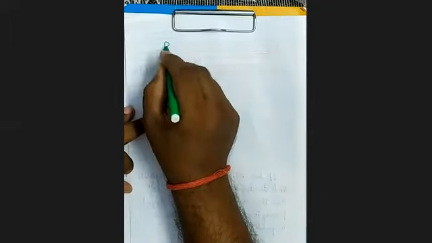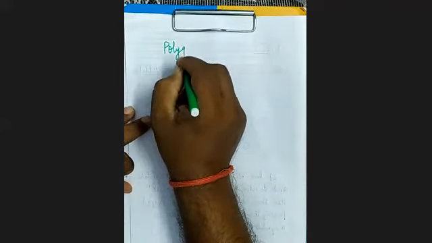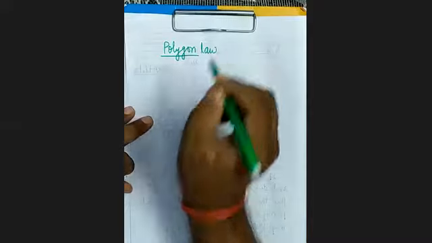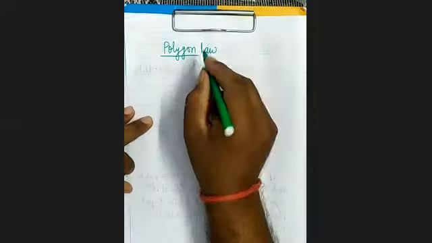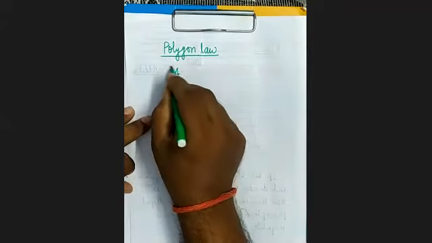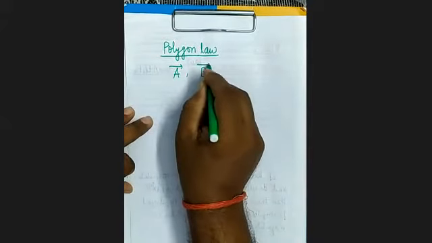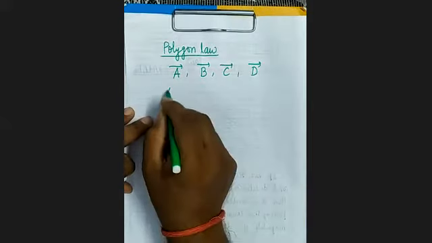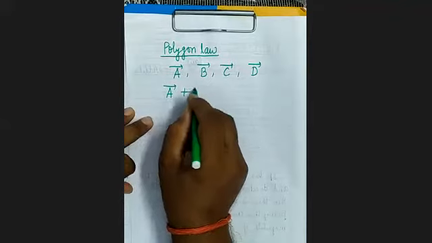All these laws, triangle law and parallelogram law, are for addition of two vectors. But suppose you have to add more than two vectors, then we will use polygon law. And what is the simple meaning of polygon law? Suppose you have to add vector A, vector B, vector C, and vector D. You have to find the resultant of these vectors.